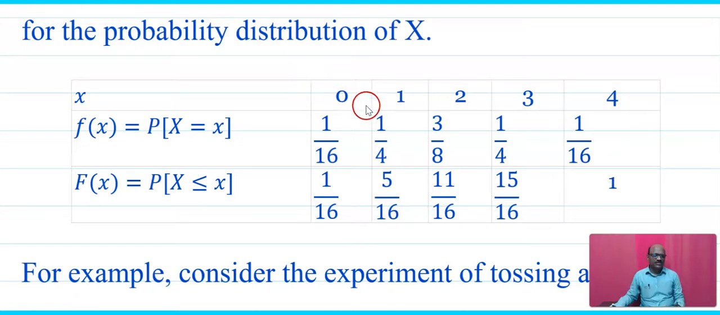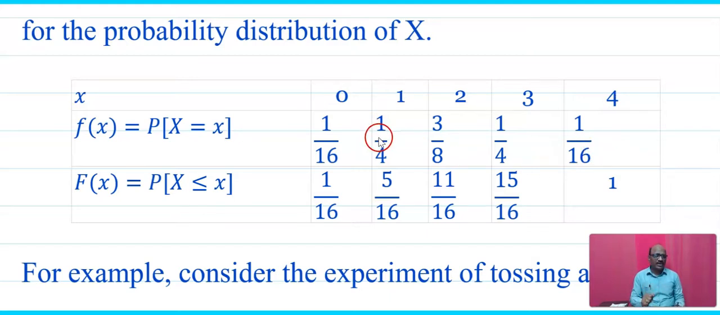Now see this, the first is 0 heads. 0 heads is possible only a single time. When you toss the coin 4 times, the number of sample points is 16, that is 2 raised to 4, and 2 raised to 4 is 16. 0 heads you will get a single time, and 4 heads you will get a single time.